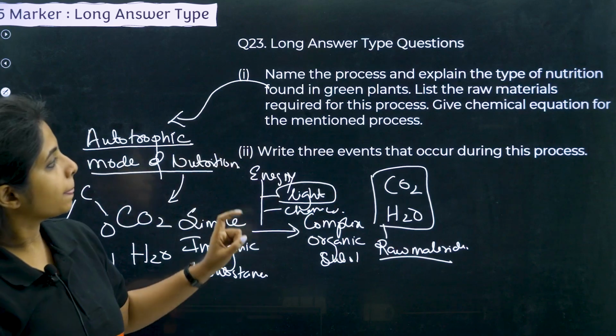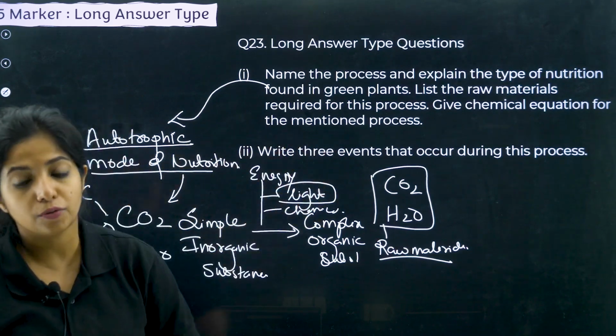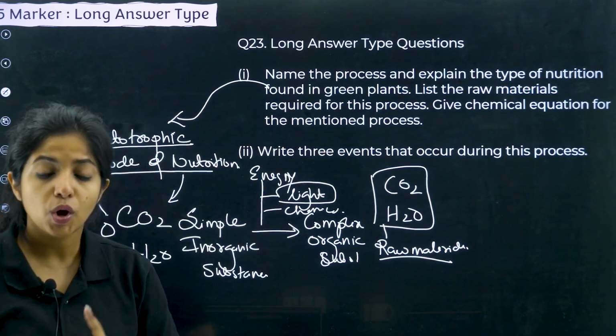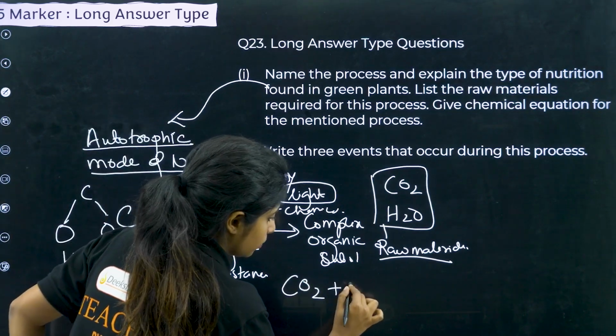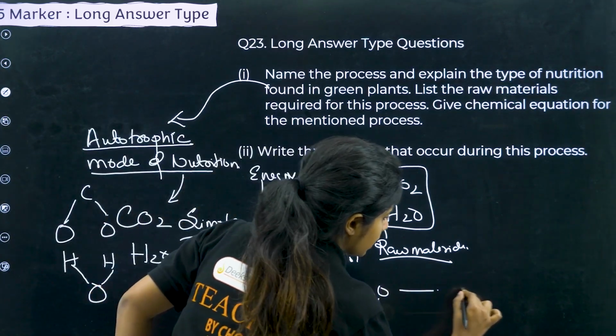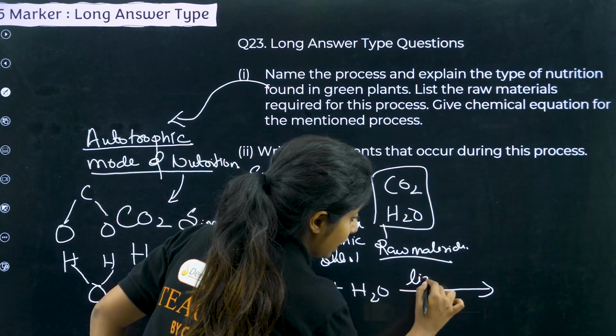Okay. Now give chemical equation for the mentioned process. Now you have to give the chemical equation also. What is the chemical equation, my dear children? It is CO2 reacts with H2O in the presence of light energy.